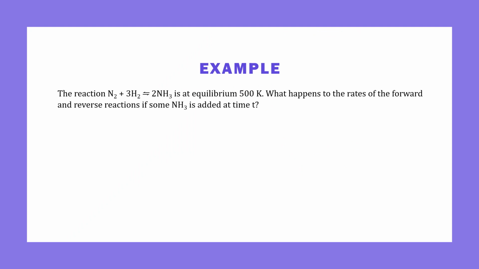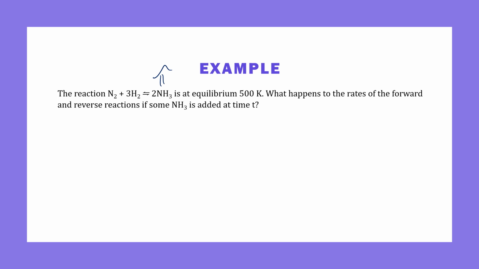Okay, so in this example, we have nitrogen reacting with hydrogen, and it's forming 2 ammonia. That's the forward reaction, but you also have the reverse reaction. And it says it's at equilibrium at 500 Kelvin. And it says what happens to the rate of the forward and reverse reaction if you add some NH3. All right, so you have a system at equilibrium, and then suddenly you add an extra product.